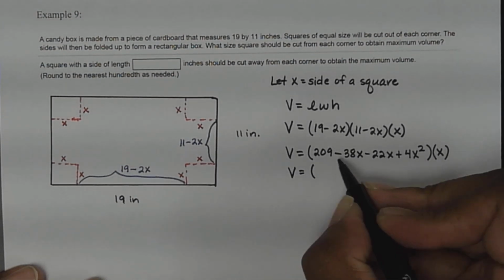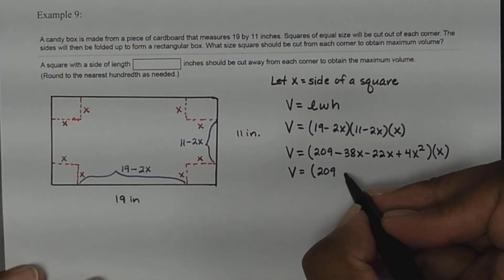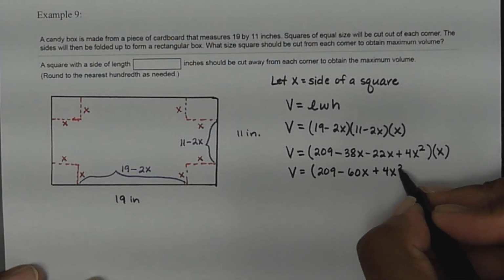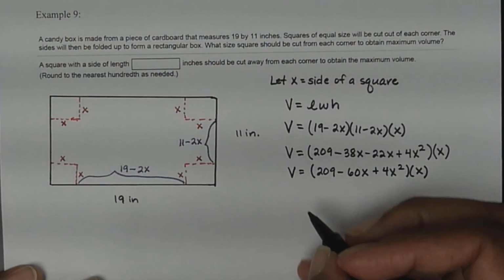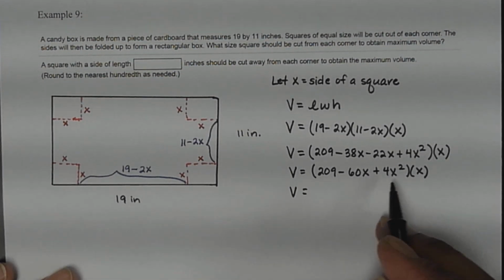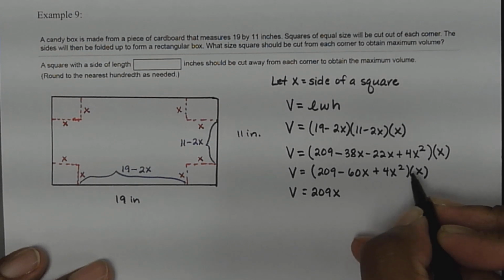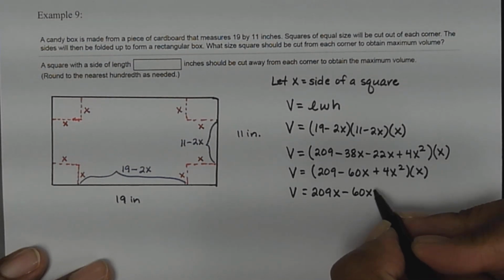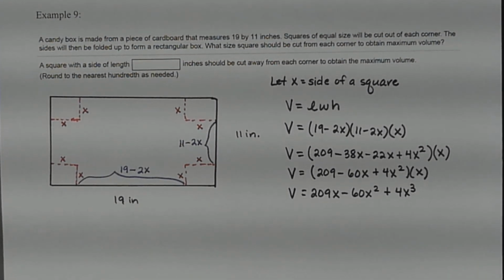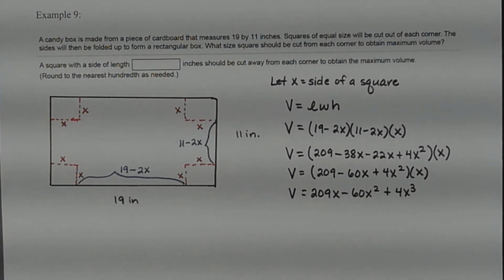Now if I simplify this, this will be 209, negative 38X and minus 22X will be minus 60X, plus 4X squared. Then that's going to be multiplied by X. Now I can distribute the X over the 209 minus 60X plus 4X squared. This will be 209X, X times minus 60X will be minus 60X squared, plus 4X squared times X will be 4X cubed. That is the volume that we're going to be dealing with.